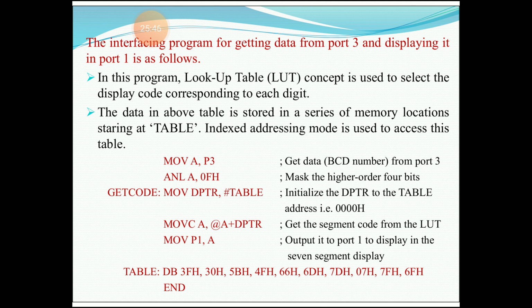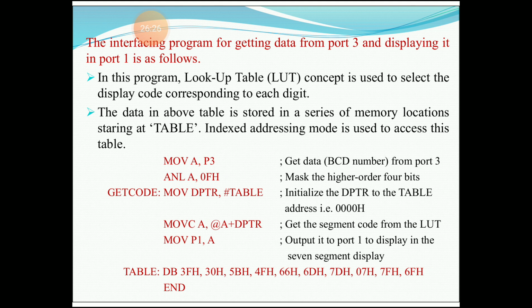Now the lookup table contains 10 address locations. Each location contains an 8-bit segment code corresponding to the BCD number. For displaying BCD 0, the corresponding code is 3FH. For 1, the corresponding segment code is 30H. For 2, 5BH. For 3, 4FH. For 4, 66H. For 5, 6DH. For 6, 70H. Similarly, up to 9, 6FH.